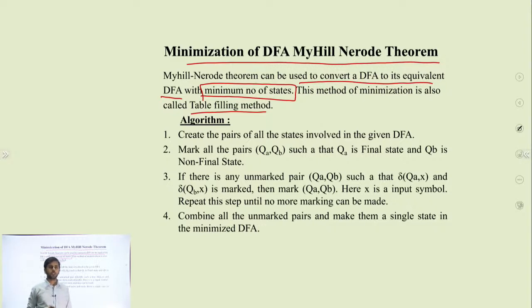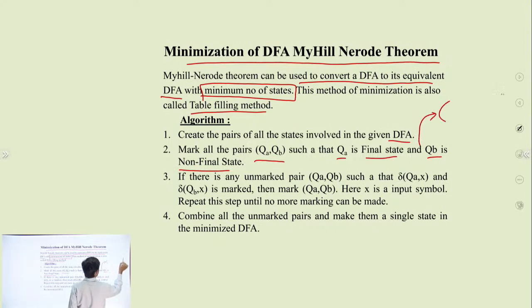In this method, we create all pairs of states involved in the given DFA and mark all the pairs QA and QB such that QA is the final state and QB is the non-final state. What it means? We make all the pairs, and we tick mark them such that one is a non-final state and the second is a final state. NF stands for non-final, F stands for final. It can be one final and one non-final. The order does not matter.